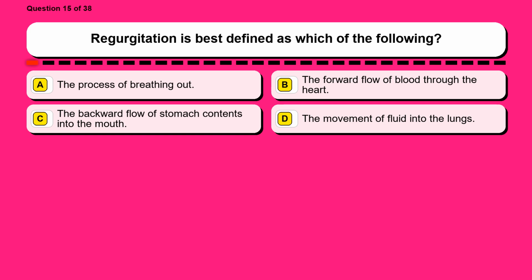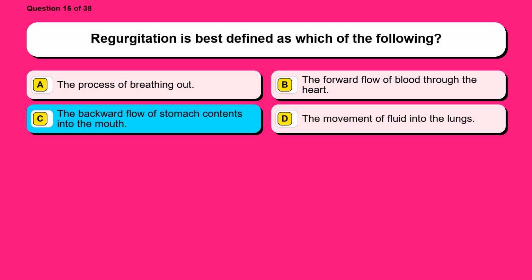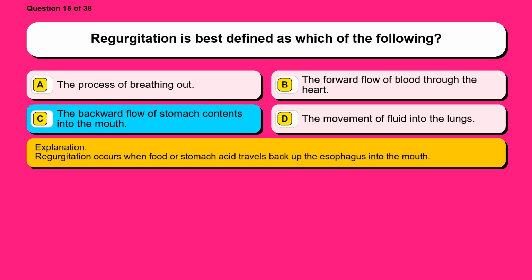Question 15. Regurgitation is best defined as which of the following? Option A, the process of breathing out. Option B, the forward flow of blood through the heart. Option C, the backward flow of stomach contents into the mouth. Option D, the movement of fluid into the lungs. The correct answer is option C, the backward flow of stomach contents into the mouth. Regurgitation occurs when food or stomach acid travels back up the esophagus into the mouth.